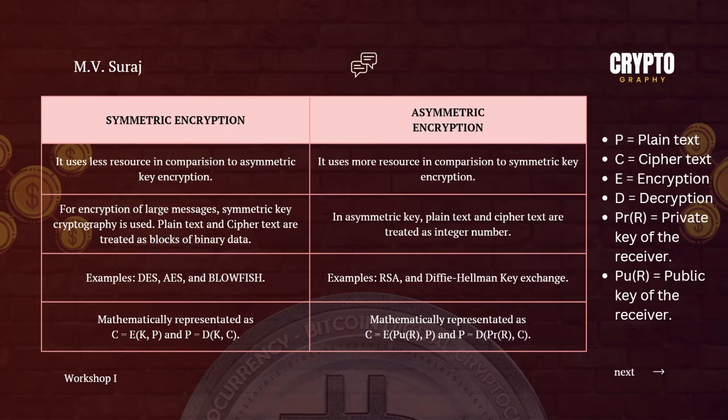Yeah, so again, some examples for symmetric encryption are DES, AES and Blowfish, while some examples of asymmetric encryption are RSA and Diffie-Hellman key exchange. Of course, there are many other encryption algorithms or models that are available, but these are some of the more popular or more influential models.